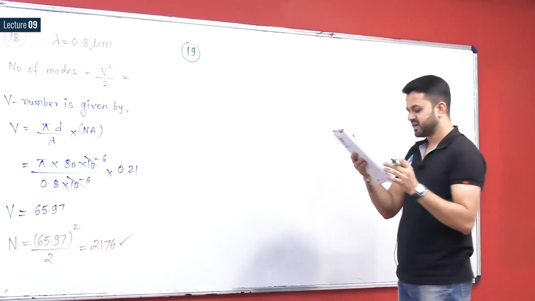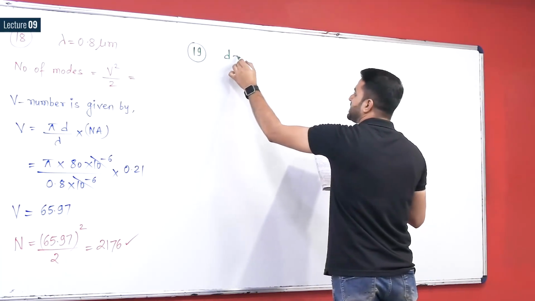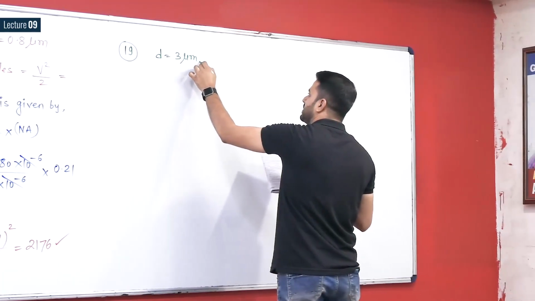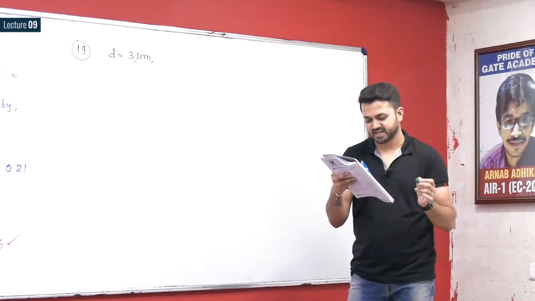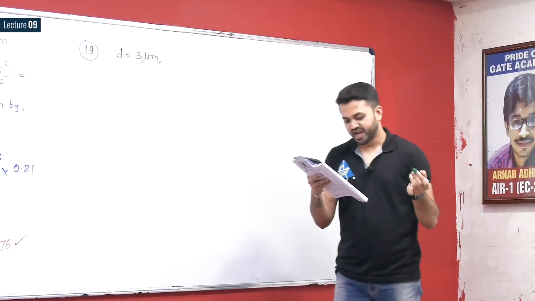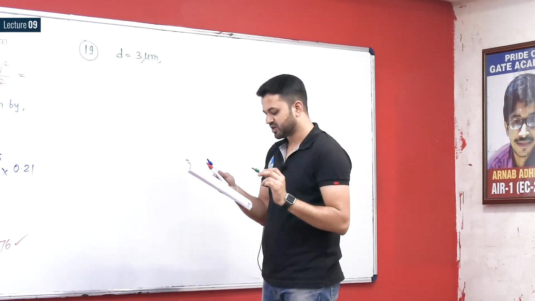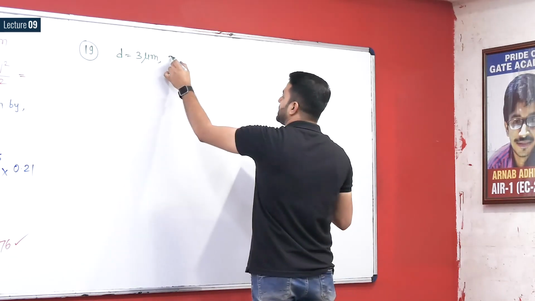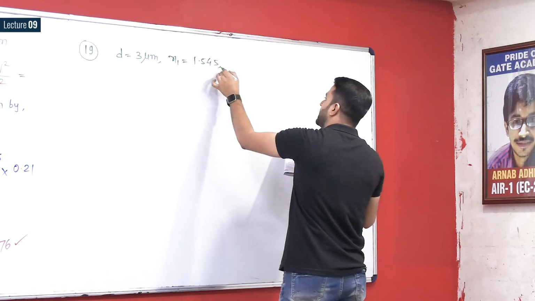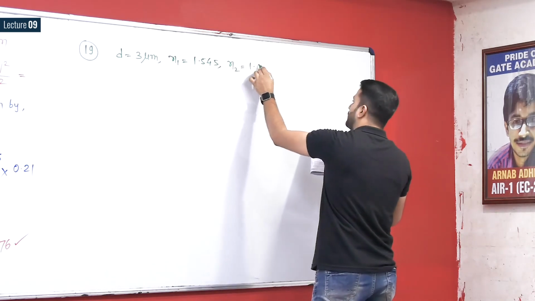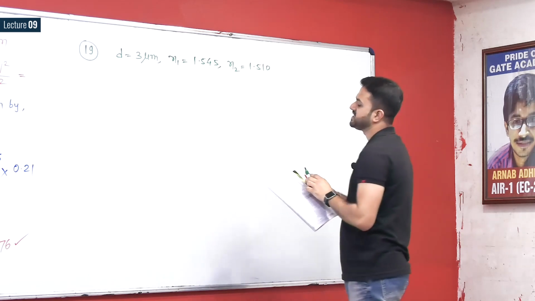For a 3 micrometer diameter optical fiber with core and cladding indexes of 1.545 and 1.510, the cutoff wavelength is? The diameter is 3 micrometer. The refractive index of the core is n1 = 1.545 and the cladding n2 is 1.510. We have to find the cutoff wavelength.